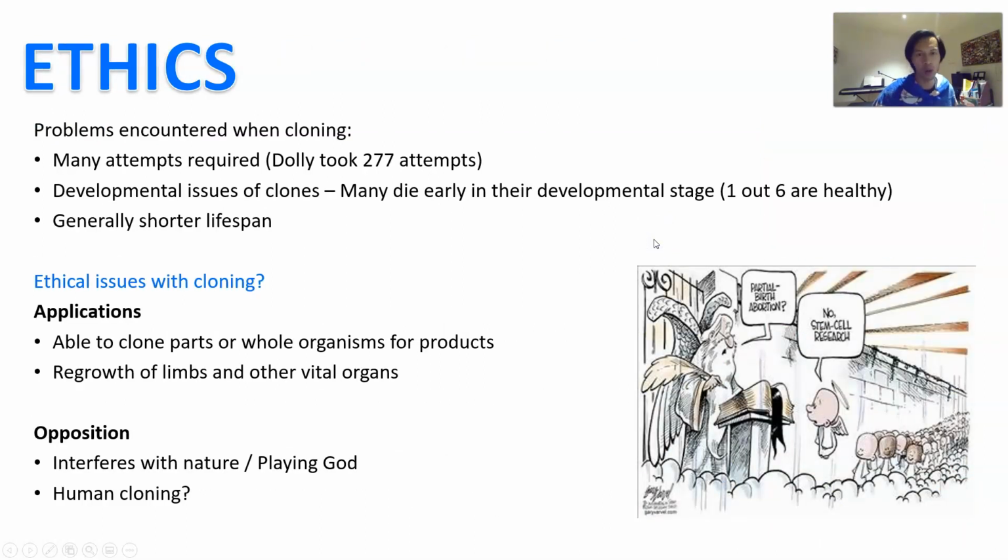Now, we can't really talk about cloning without talking about its ethics. So if you want to think about some of the problems of cloning, there were a few, right? For example, a lot of attempts are required in order to have a successful cloning. Dolly took 277 attempts, so you can imagine all of the failed attempts and what that means for individual cells. Developmental issues often occur in clones, so many die early in the developmental stage. Dolly only lived about half the general lifespan of a sheep.